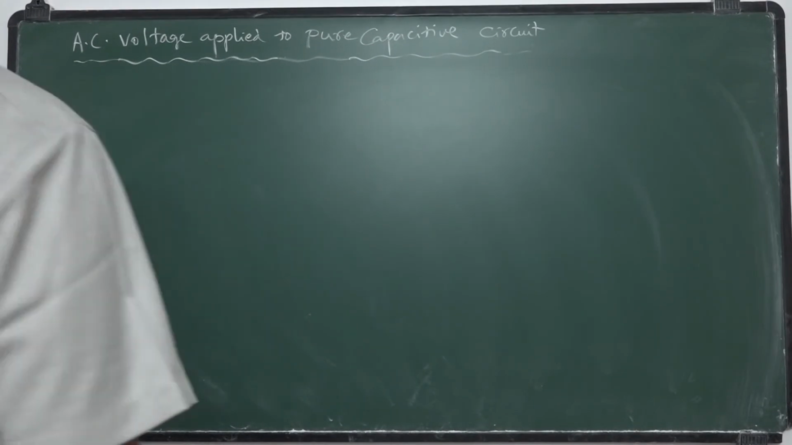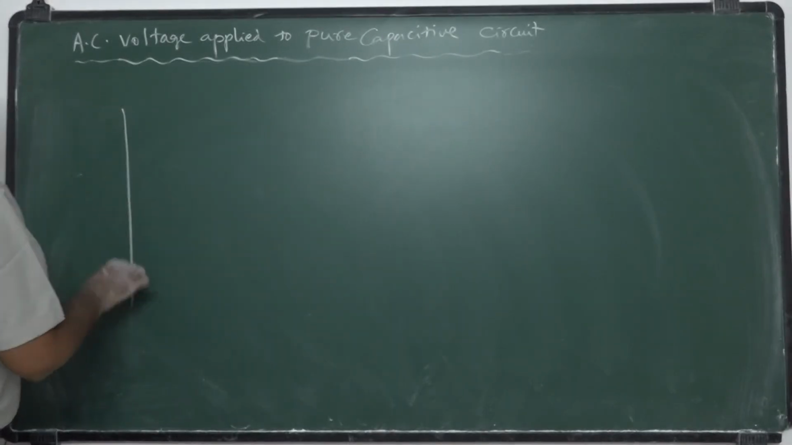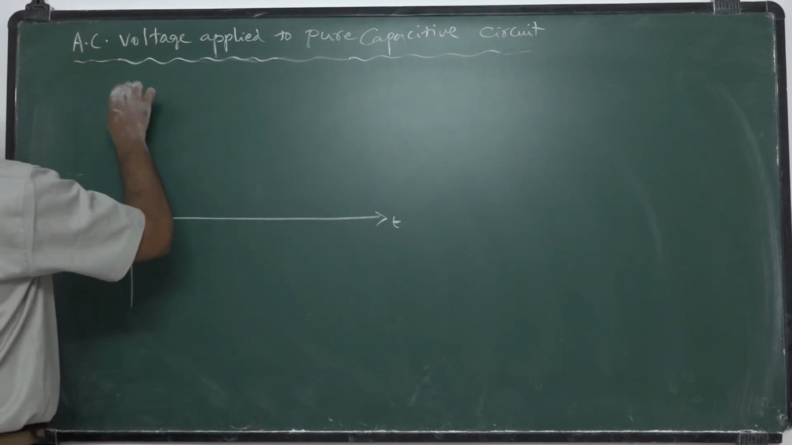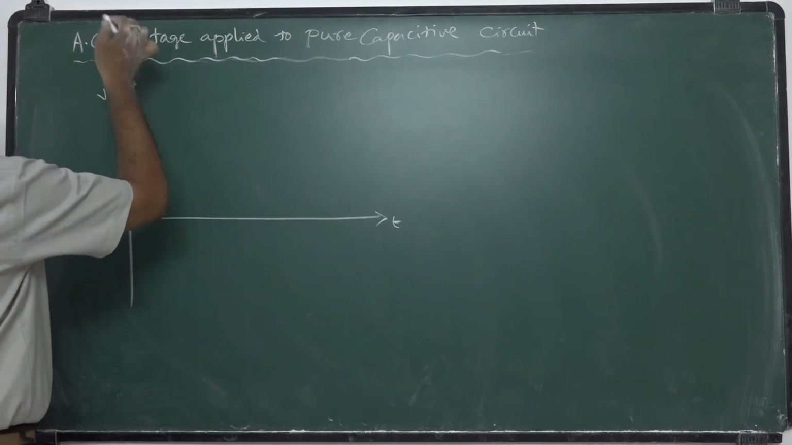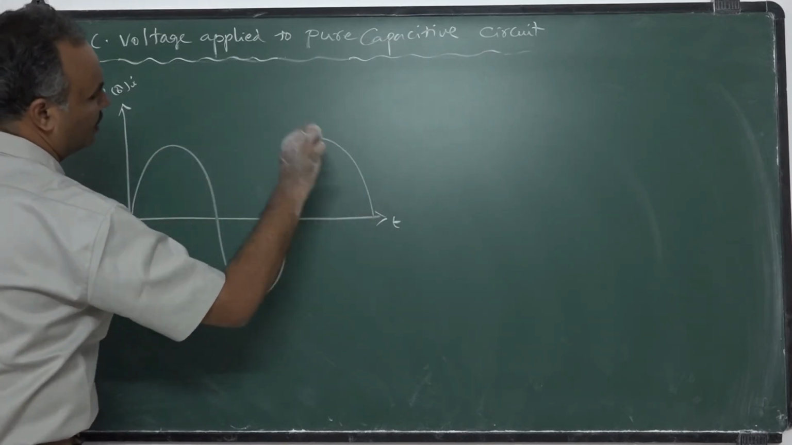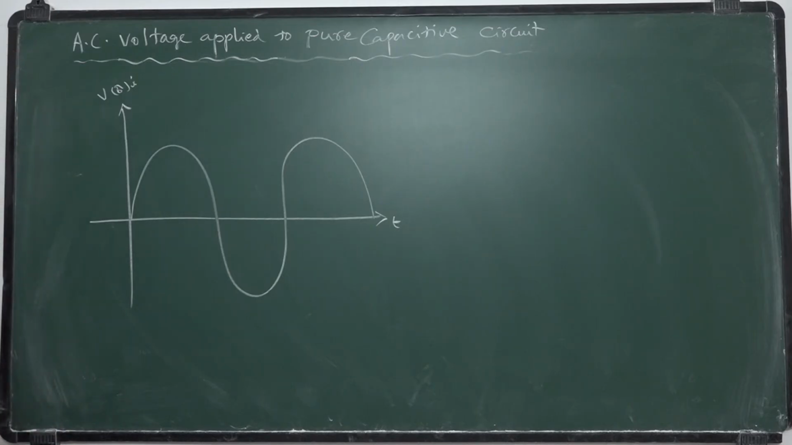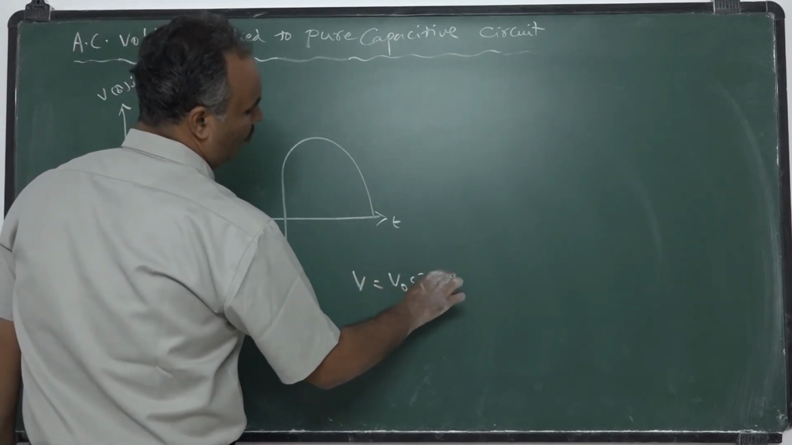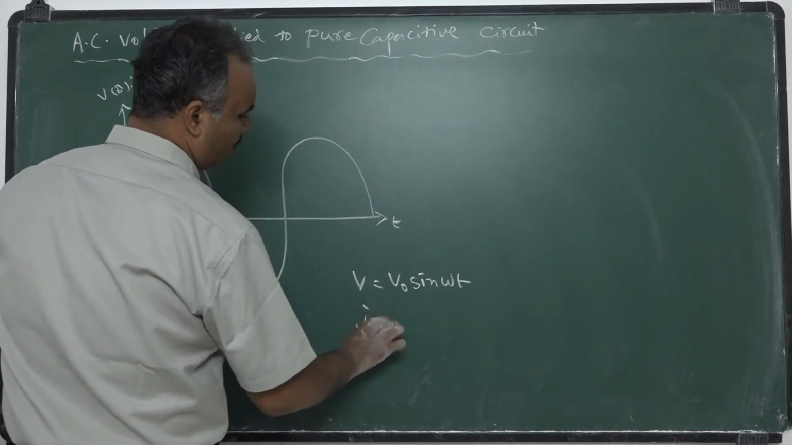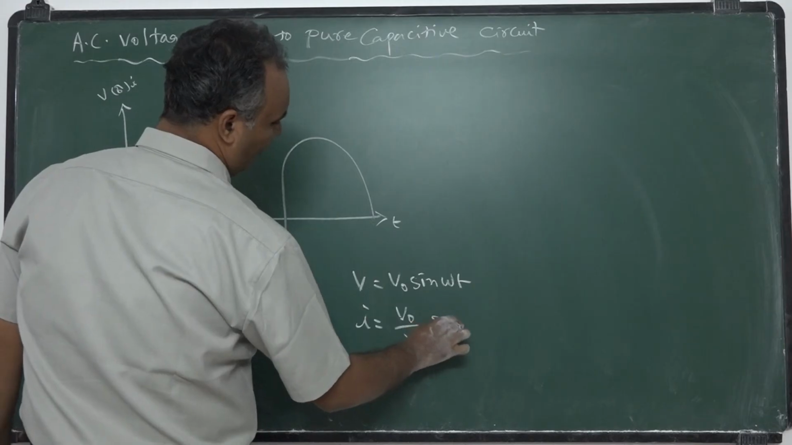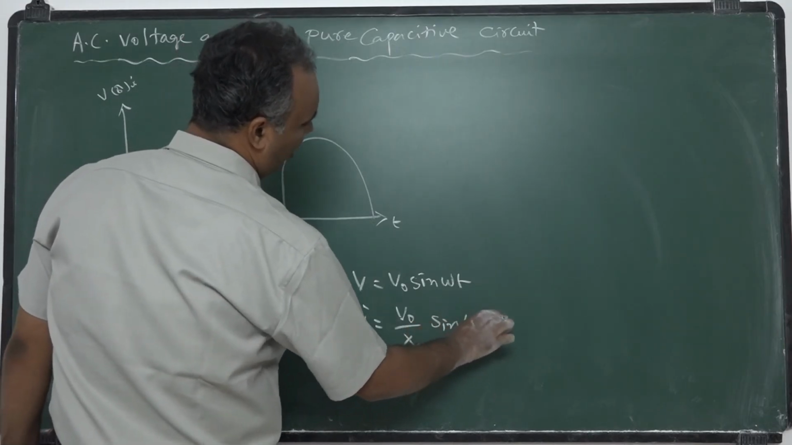Let me draw the graphical variation of voltage and current in a pure capacitive circuit. Here I am taking time, and here I am taking either voltage or current. Clearly voltage is a sinusoidal wave like this. In this case, voltage is given by V is equal to V naught sin omega t. Then current is given by V naught by XC sin omega t plus pi by 2.